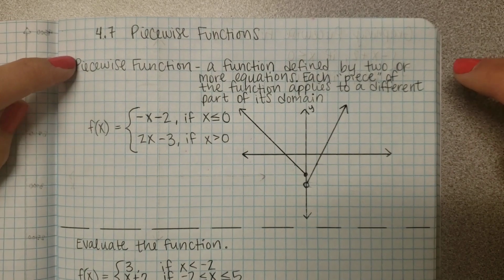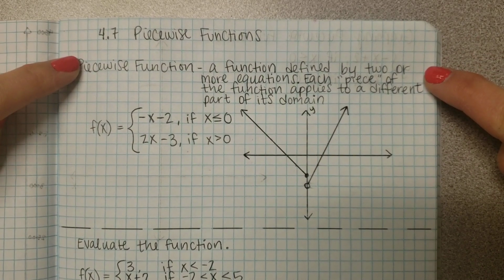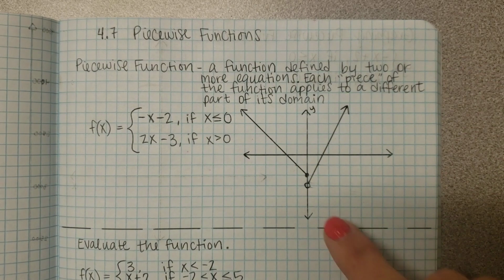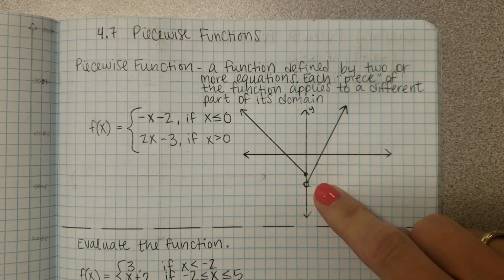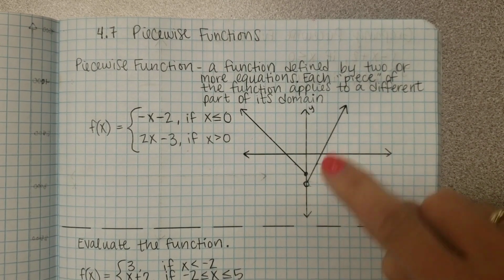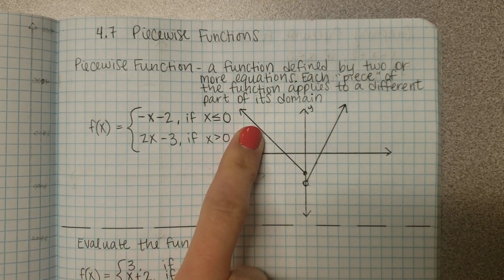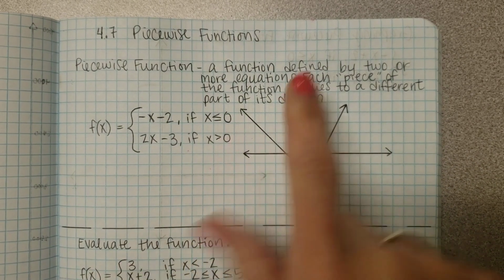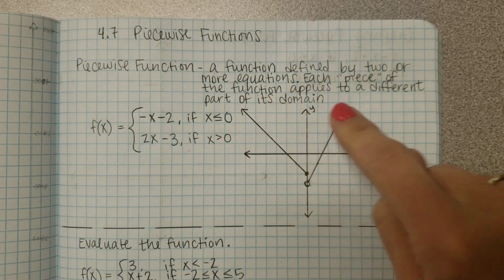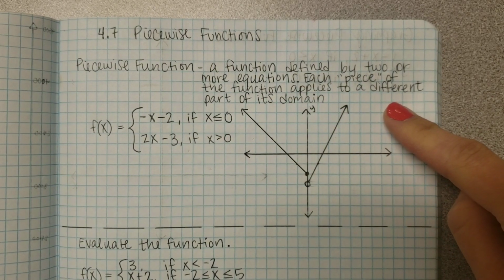So a piecewise function is just a function that is defined by two or more equations. If you look at this guy right here, it looks really goofy, but all it is is two different lines graphed on the same graph. The only thing that's different is each piece of the function applies to a different part of its domain.